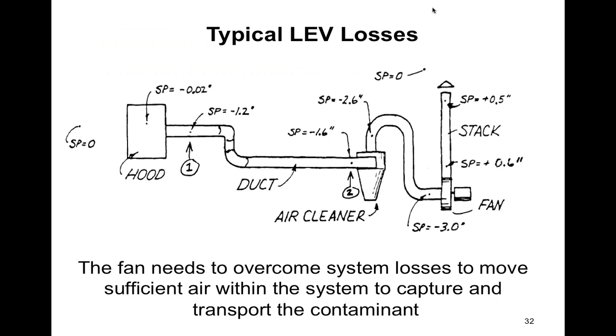And these are numbers that represent the roughness or the friction that's generated by different materials. We're not going to really use this chart. We're going to use a different chart that's actually designed for ductwork. Typical local exhaust system ventilation.